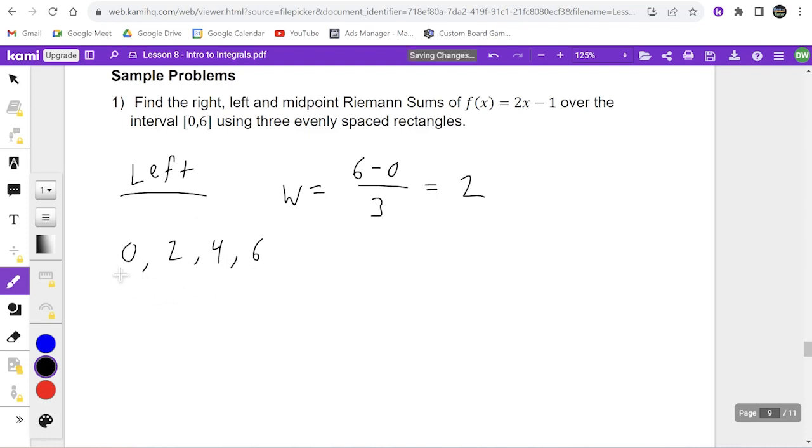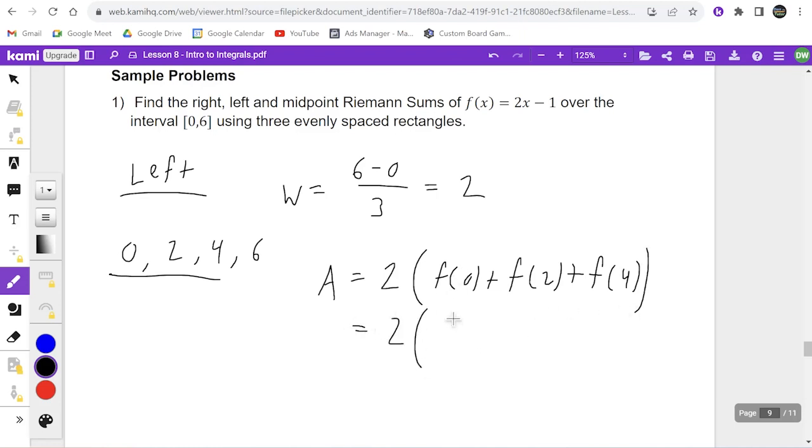And if I want the left Riemann sum, it's going to be these 3 numbers on the left, and that's what I'm going to be plugging in my formula. So the area is equal to, it's going to be width 2 times f of 0 plus f of 2 plus f of 4.